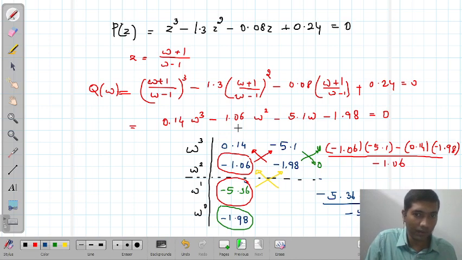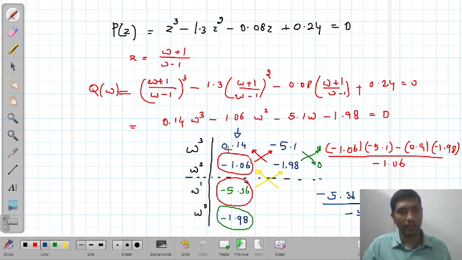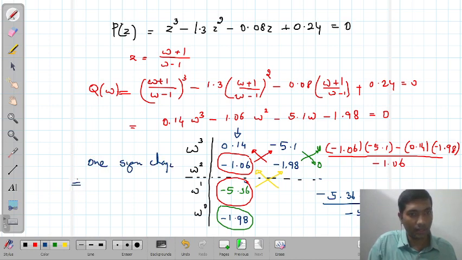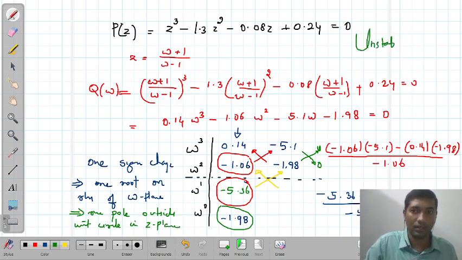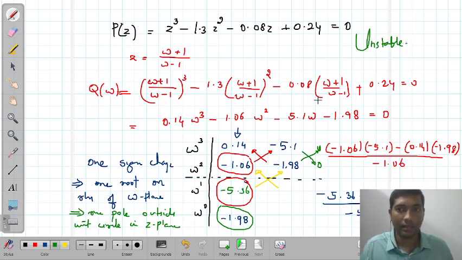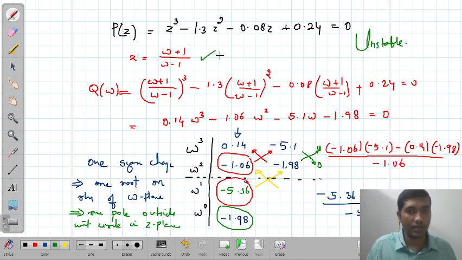Now what is the number of sign changes? Here it is positive, it becomes negative, then it remains negative. The number of sign changes is equal to the number of roots on the right side of the W plane, so there is one sign change. One sign change means one root on the right hand side of the W plane, which means there is one pole outside the unit circle in the Z plane, and hence the system is unstable. This is the method by which you check whether the given characteristic equation is stable or unstable using bilinear transformation along with a Routh's array.